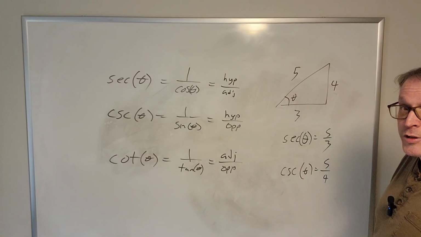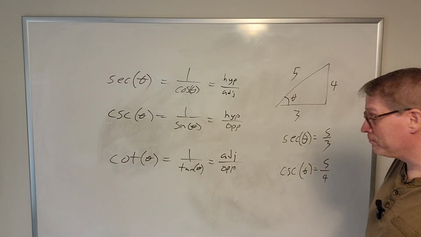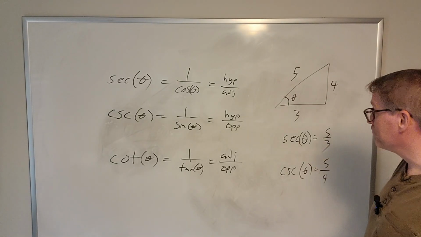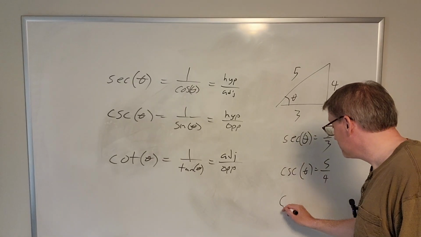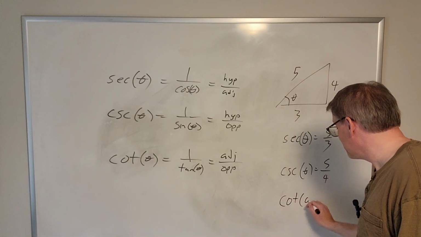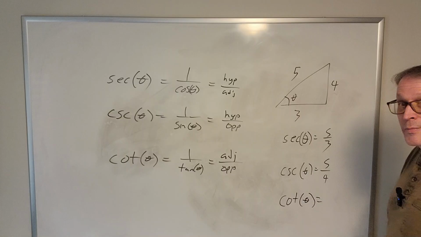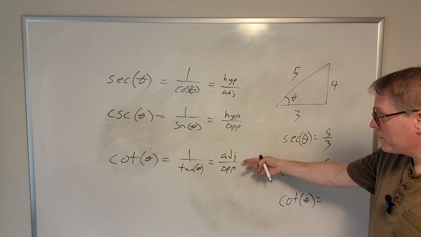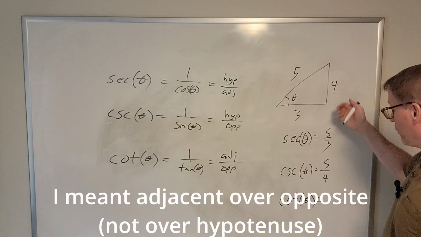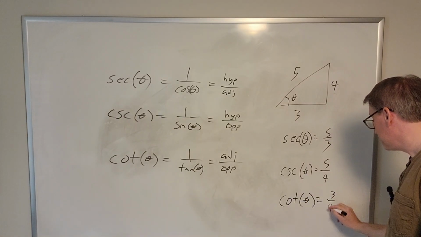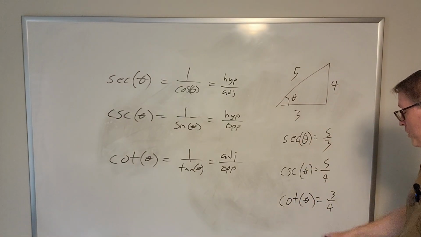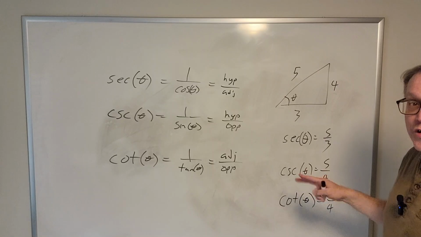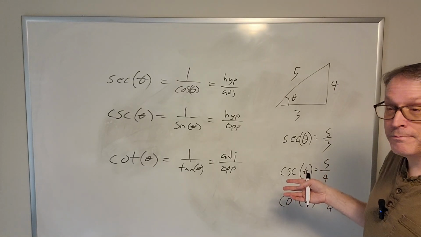How about cotangent? What's the cotangent of this one? Well, tangent was opposite over adjacent. Cotangent is adjacent over opposite, which is 3 over 4. Tangent would be 4 over 3. Cotangent is going to be 3 over 4. They're just the reciprocals. That's it. It's not that bad. Let's do a few more.